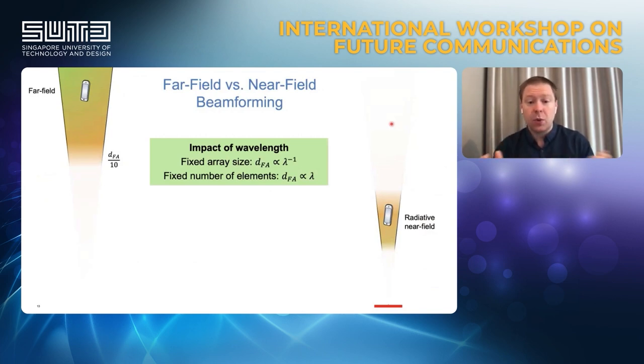And this Fraunhofer array distance will depend on the wavelength and the size of the array. So, if you keep the array size fixed and you are decreasing the wavelength, well, then the Fraunhofer array distance will become further and further away. And then you will be more and more in this field. And if you keep the number of elements fixed and you are changing the wavelength, well, then instead the distance shrinks. But usually we try to keep the aperture, the size, fixed when we are changing wavelengths. So this will mean that as we go up in frequency, well, we'll be more and more in this radiative near field.